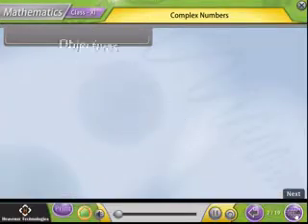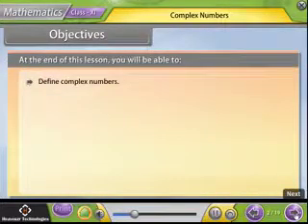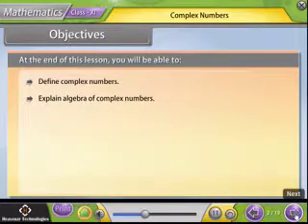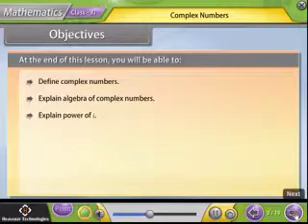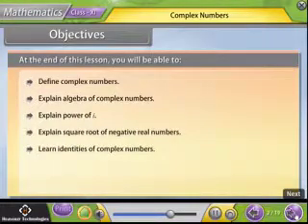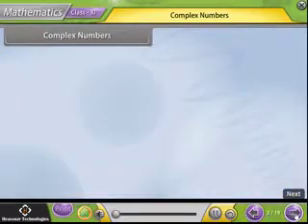Objectives. At the end of this lesson, you will be able to define complex numbers, explain algebra of complex numbers, explain power of iota, explain square root of negative real numbers, learn identities of complex numbers, write the conjugate and modulus of complex number.